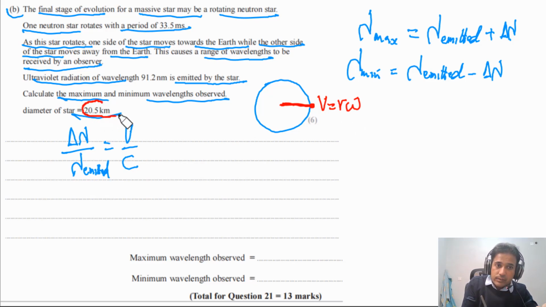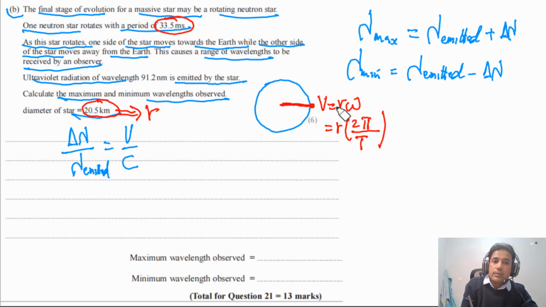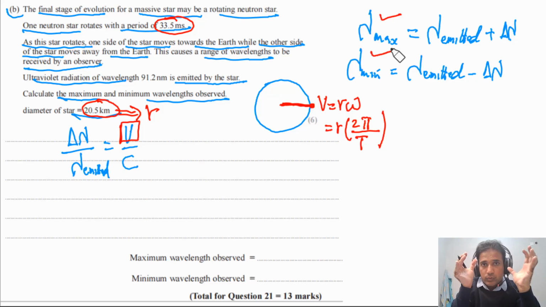We have the diameter of the star, so we can find the radius, the value of R. So we need to find omega now. How can we find omega? Omega will be equal to 2 pi divided by the time period of the star, and here we have the time period. So we can find the value of V, plug it in here, find delta lambda, and then we can find lambda max and lambda minimum. So this is how you need to approach it. I hope this makes sense to you now. Now let me show you the answer with numbers. Let's go to the solution.